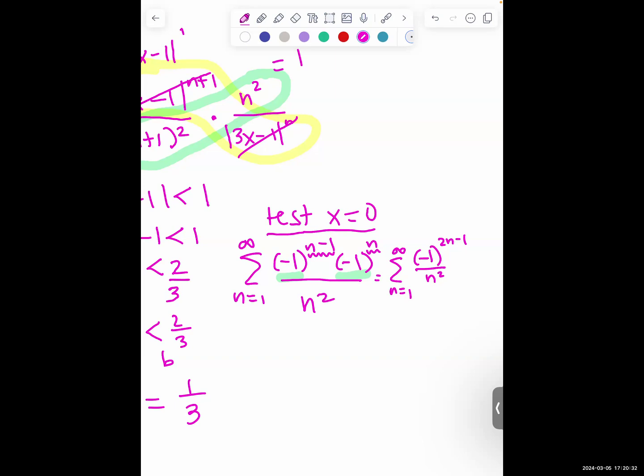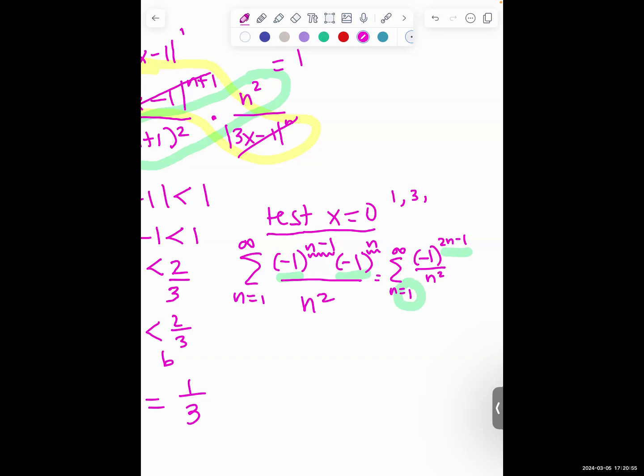So at this point, please make sure that you do this extra step. Take 1 and plug it in and see what negative 1 to the 2n minus 1 actually does. If I plug in 1, I end up with 1. If I plug in 2, I end up with 3.